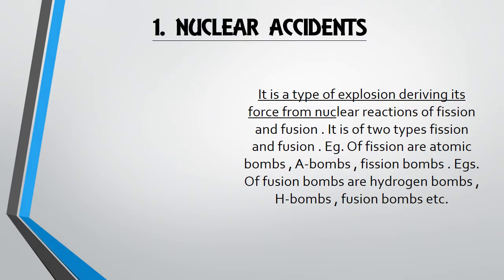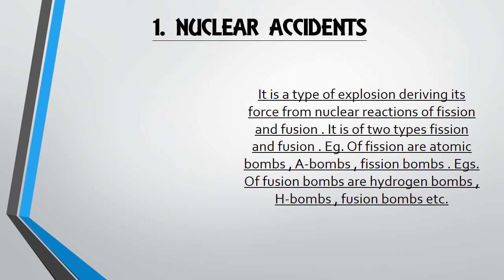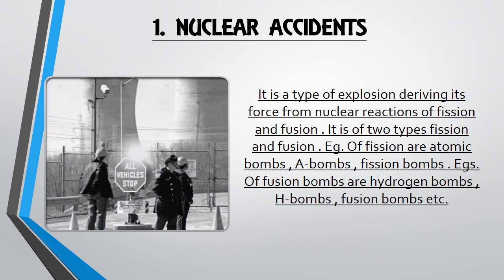First, nuclear accidents. A nuclear explosion is a type of explosion deriving its force from a nuclear reaction. It is of two types, fission and fusion. Examples of fission are atomic bombs, A bombs, fission bombs. Examples of fusion are hydrogen bombs, H bombs, fusion bombs, etc.